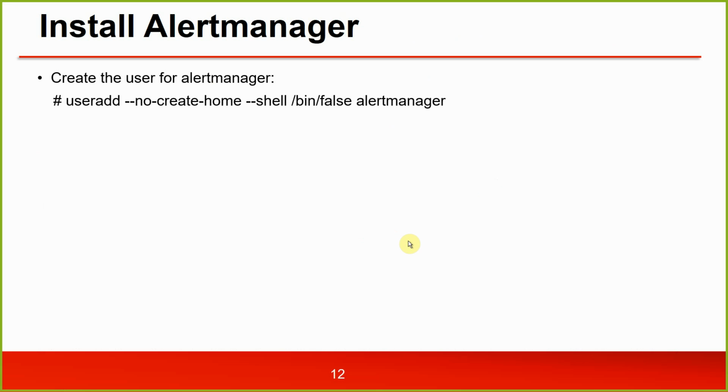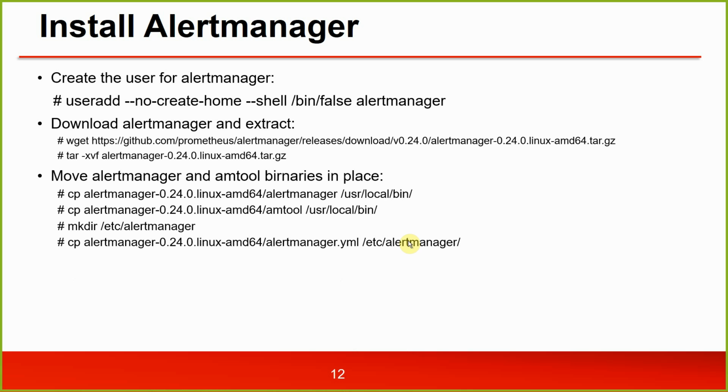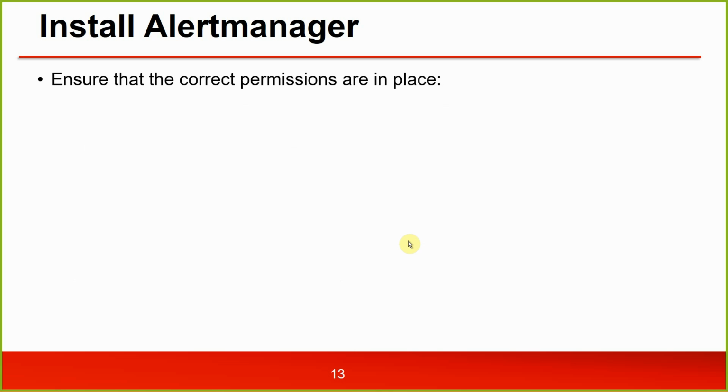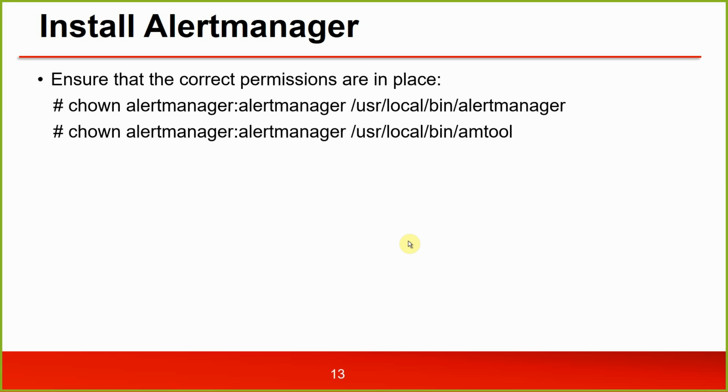Installing Alert Manager: we created the user, we have seen that. Download Alert Manager and extract the file, you've seen that action. Move the Alert Manager and amtool binaries to the respective places. Then ensure that correct permissions are in place. Change the ownership of /usr/bin/amtool and /usr/bin/alertmanager. Remember, local is wrong here. This is an old change which needs to be changed. It should be /usr/bin. I mean, you can keep it, but then everywhere it should be /usr/local/bin.